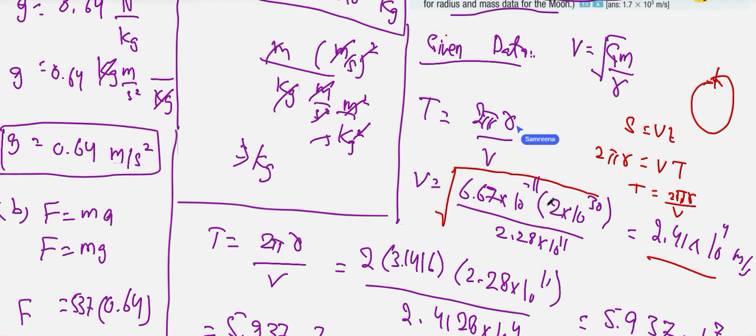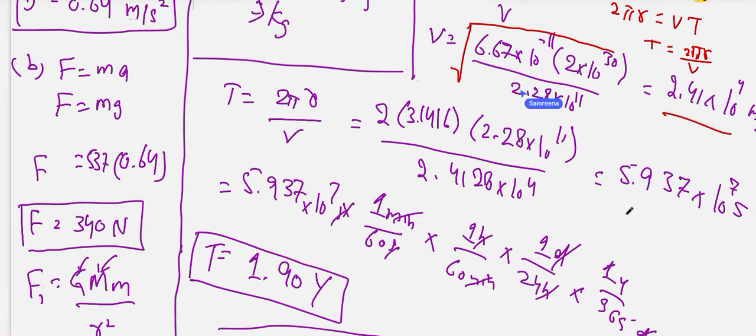After this we can simply get the time period by using this formula, which is t is equal to 2 pi r by v, and when we put in the values we get the result. This will be that amount of seconds. So to convert seconds into years, we have to follow the following conversion.